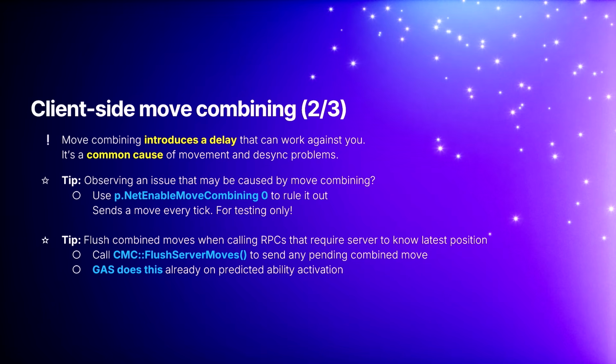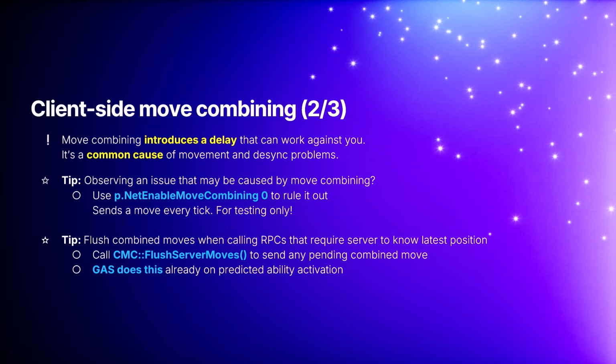Now, move combining introduces a delay, and a delay can work against you. It's a very common cause of movement and desync problems. So when you are working on movement and you suspect that move combining is the cause, you can turn it off by setting p.NetEnableMoveCombining to 0 to rule it out. Use this for testing purposes only, because if you send a move every tick, that can get quite expensive on the server and also cause a lot of network traffic.